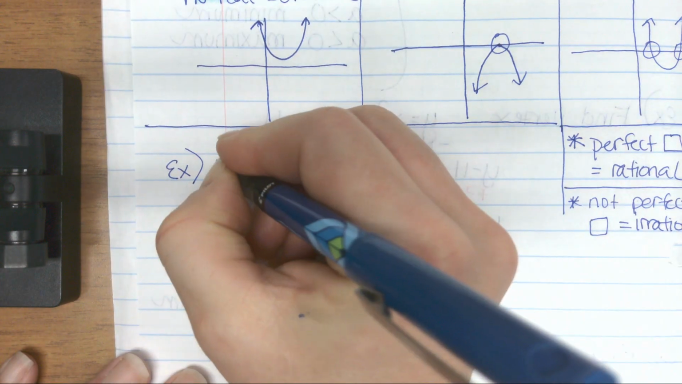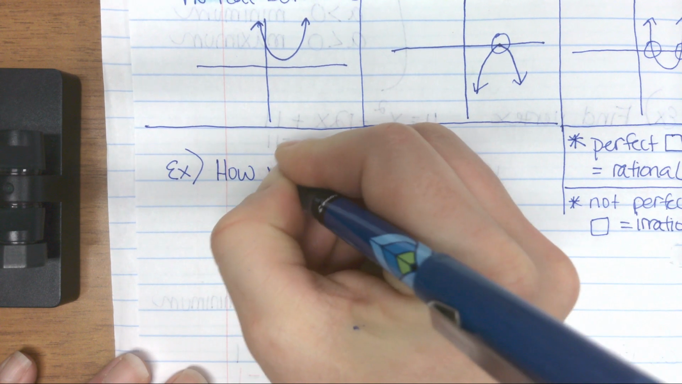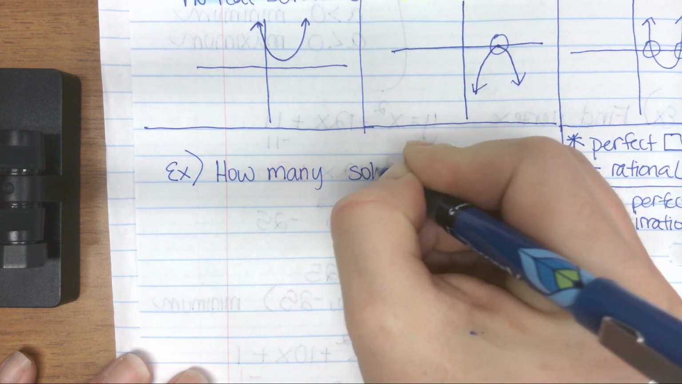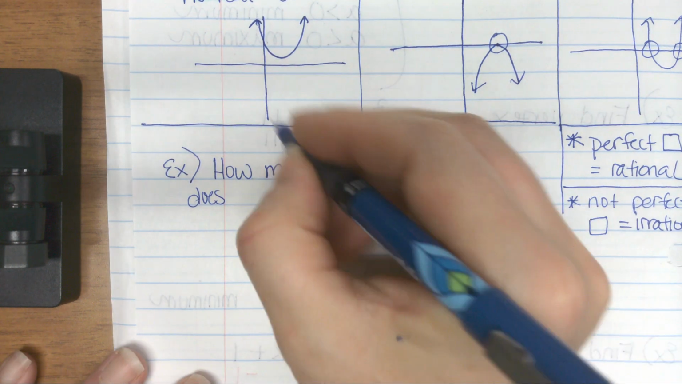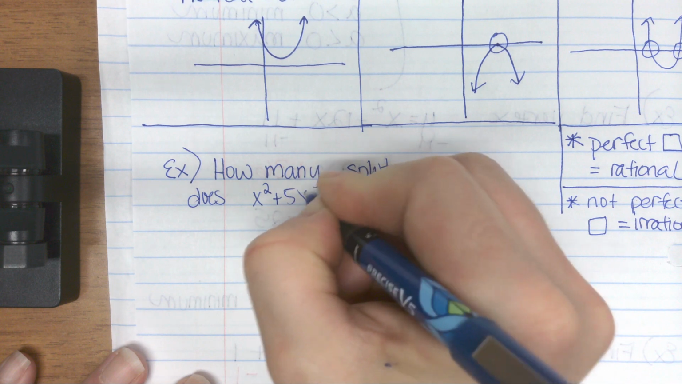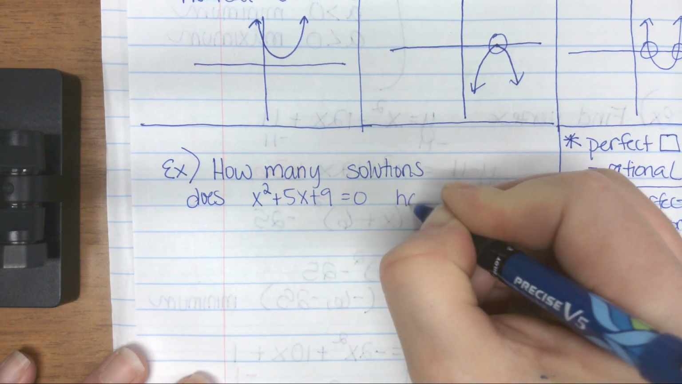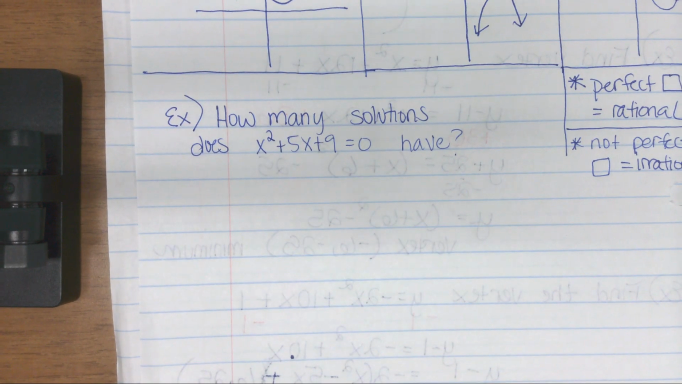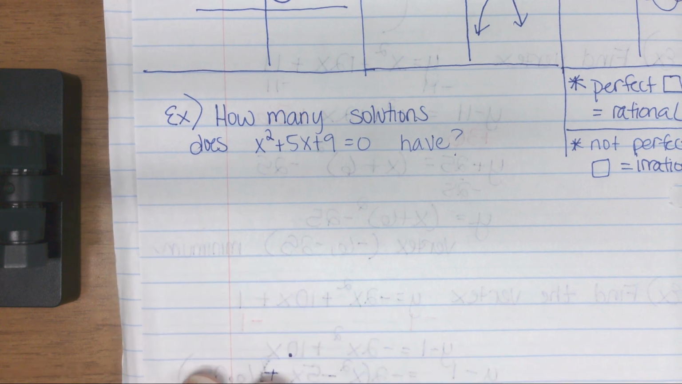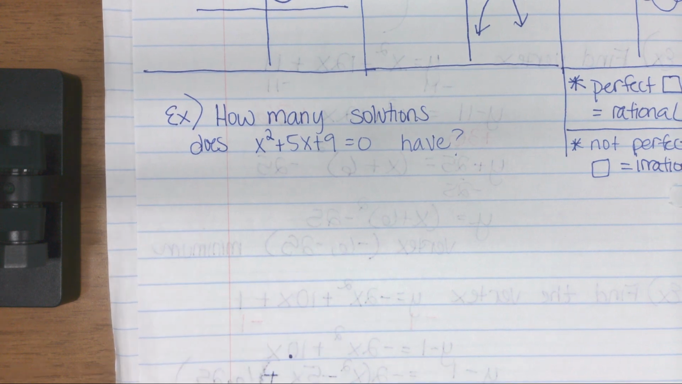So, first question. How many solutions does x squared plus 5x plus 9 equals 0 have? We're not going to go all the way through the quadratic formula. Okay, here's your job right now. Would you just calculate for me b squared minus 4ac and write it down on your paper, okay? You're just going to calculate b squared minus 4ac.